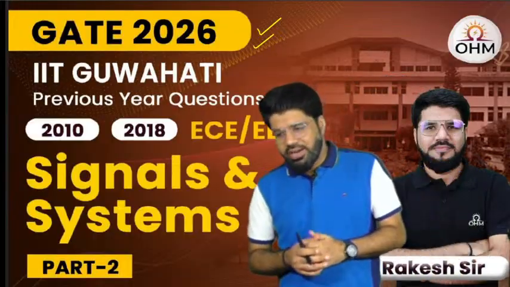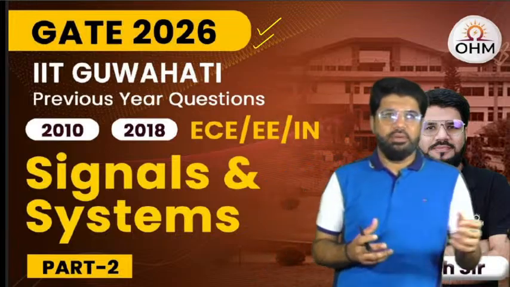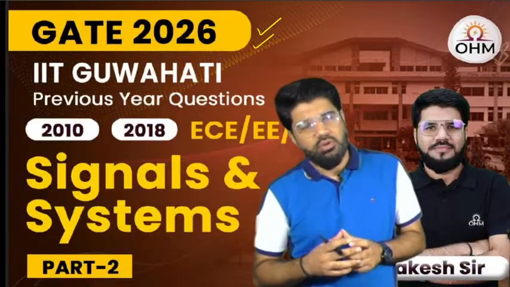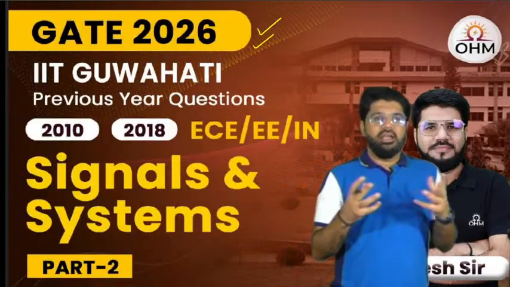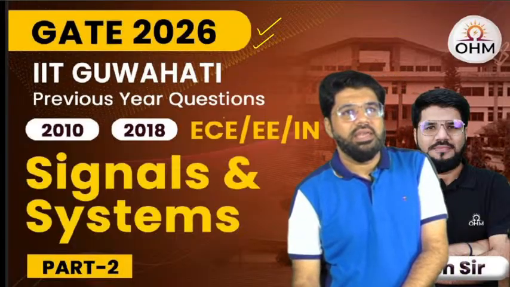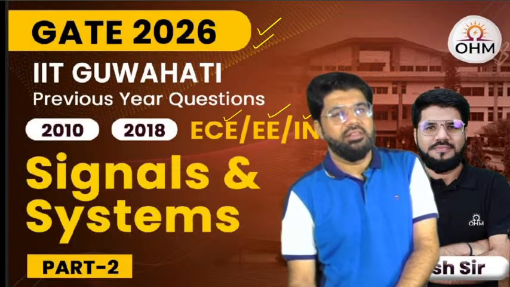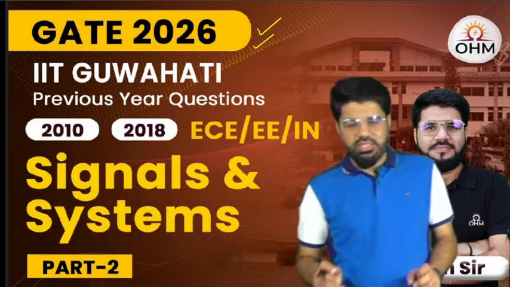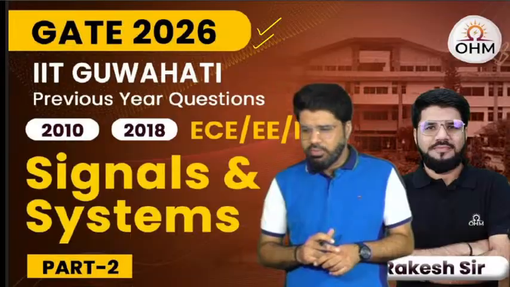So we are discussing questions of multiple subjects. I have completed the questions of control systems. Last session we started signals and systems, and I told you signals and systems again will be covered in two different parts because multiple chapters are there, and at the same time EC, EE and IN, all the three branches. Because it's a common subject, I'm discussing EC, EE and also instrumentation questions.